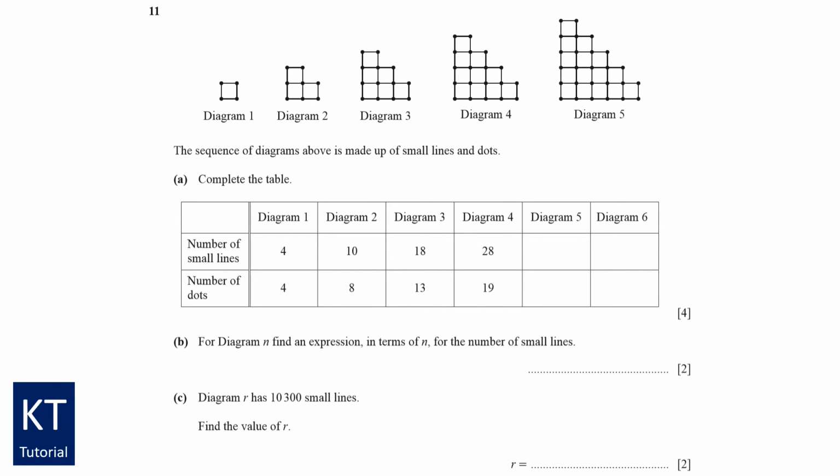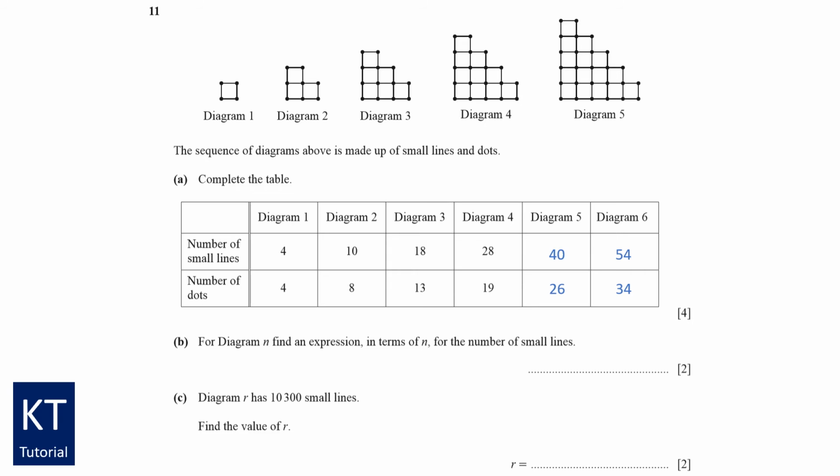Question 11. The sequence of diagrams above is made up of small lines and dots. Complete the table. For its first row, the number would stack up by 6, 8, 10, 12, 14. For its second row, the number would stack up by 4, 5, 6, 7, 8.